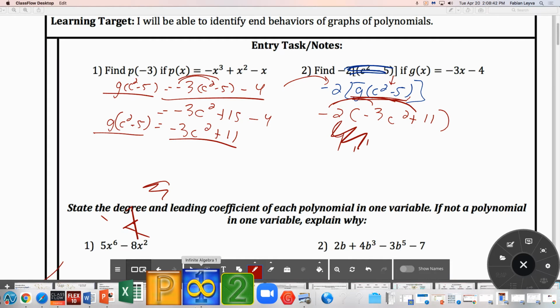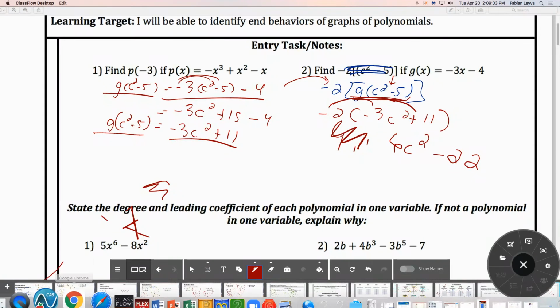So you end up with a positive c squared minus 22. Does that make sense when you distribute it there? Because all you're distributing is that negative 2. And once you distribute that negative 2, you're going to end up with that positive c squared and then the negative 22. Any questions at all? Okay, cool.